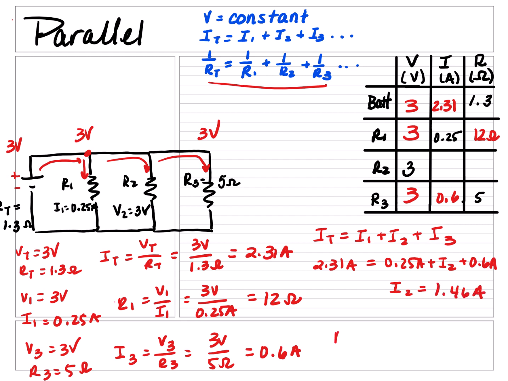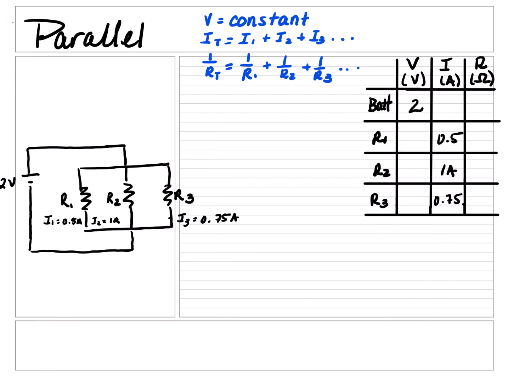Now we can solve R2 using Ohm's law, which is V2 over I2, which is 3 volts divided by 1.46 amps. This will give you approximately 2.05 ohms. Pause the video, solve the missing variables, and check your answers.